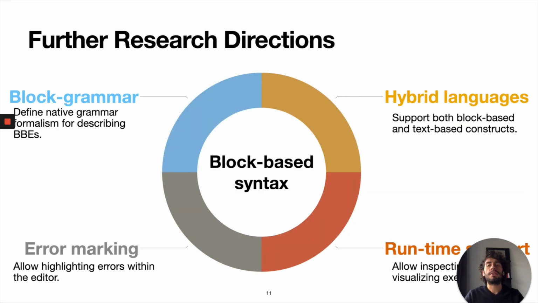As further research directions, we identified four. First, with Kogi, we were able to describe and generate a block-based environment. But we noticed that there were some limitations for describing some aspects of a block-based environment, for instance, the layout of the blocks. Second, the block metaphor is really powerful, but we noticed that some aspects are easier to describe using just plain text. That's why we consider a hybrid language between text and blocks an interesting approach.